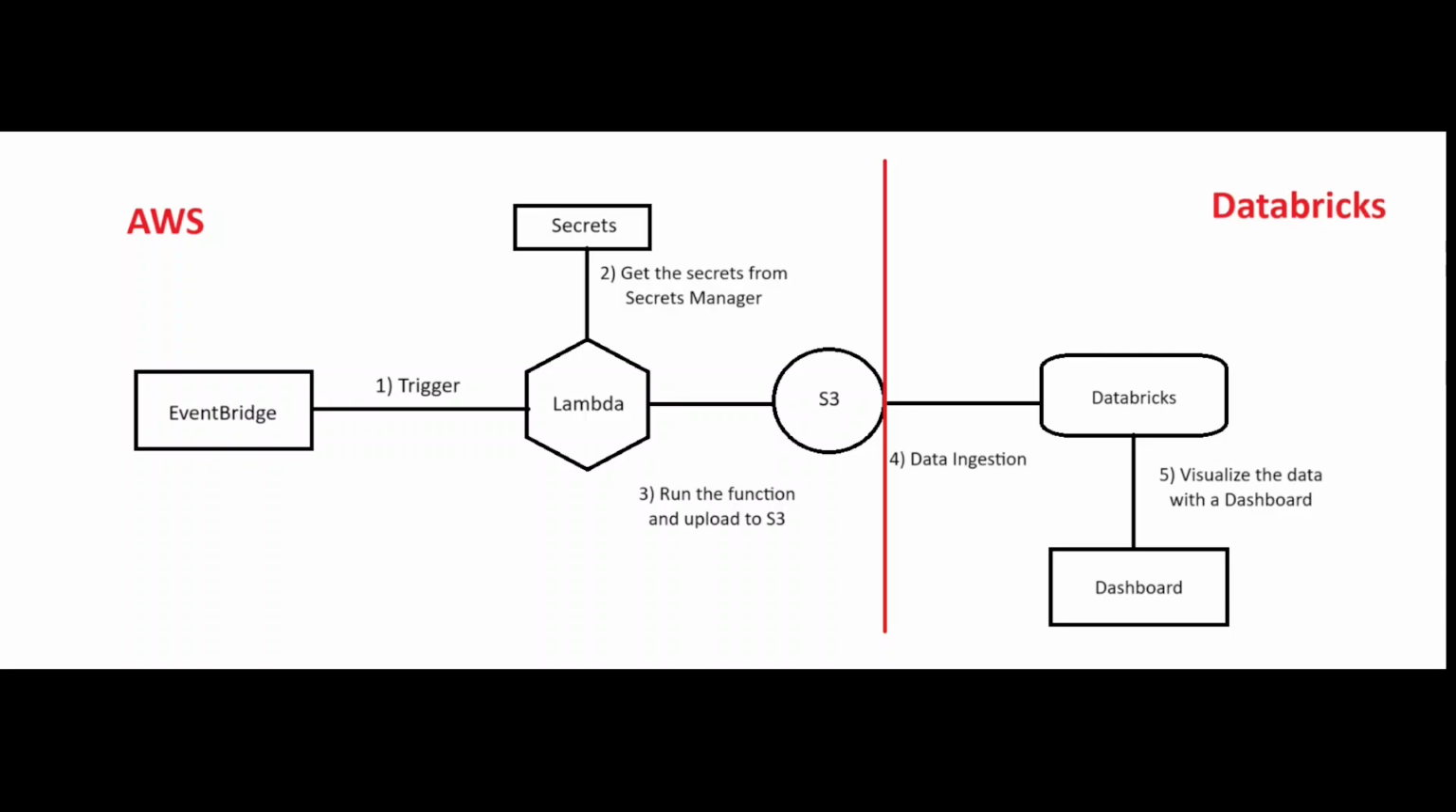In this video, we are going to create a simple ETL pipeline that fetches the price of gold every single day and then visualizes it on a Databricks dashboard. On your screen now, you can see a diagram of the pipeline showing that we fetch the data with AWS Lambda, store it in S3 and then use Databricks to analyze and visualize it.